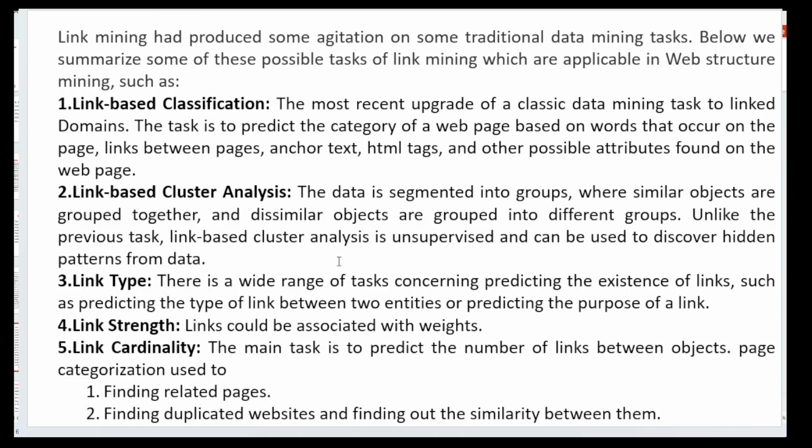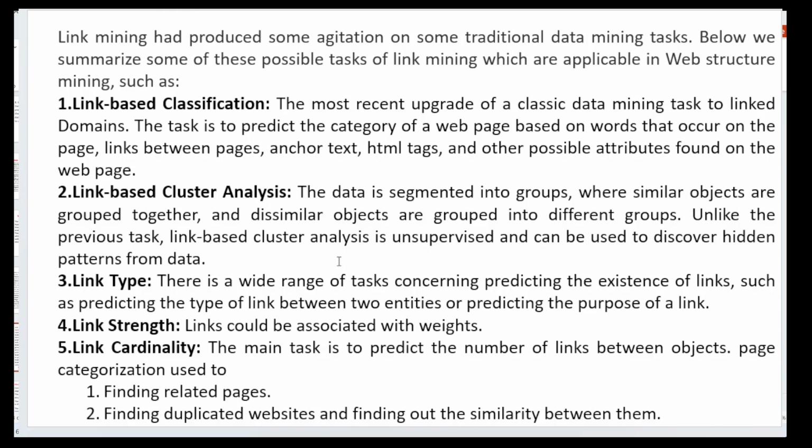Next one is the link type. There is a wide range of tasks concerning predicting the existence of links, such as predicting the type of link between two entities, or predicting the purpose of the link. So different types of tasks or connectivities will be there for the links. We have to predict the type of the link, what the purpose of the link is, and what type of connectivities are there between the links. And link strength: links could be associated with weights, and that is called the link strength.